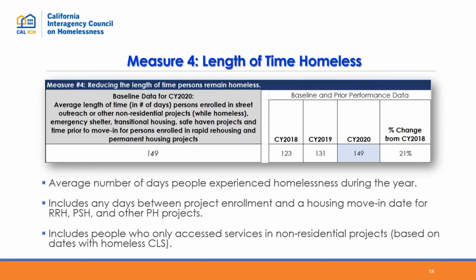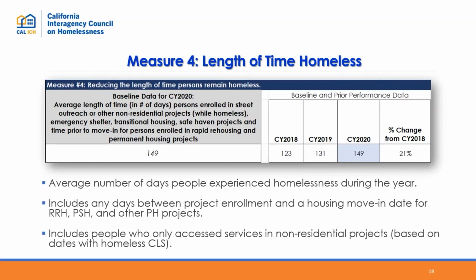Similar to the HUD SPM, length of time homeless for the year includes days during the reporting period, as well as any days prior to the beginning of the reporting period that overlap with the start of the period. For example, if a person was enrolled in a transitional housing project on January 1st, 2020, and that enrollment started in December 2019, the Measure 4 calculation will look back to the start of this homelessness episode in December 2019 and include those days in their 2020 length of time homeless.